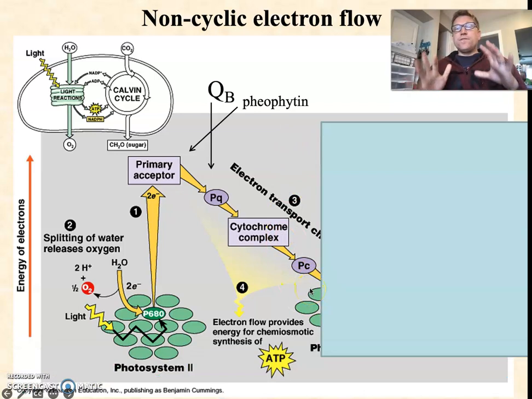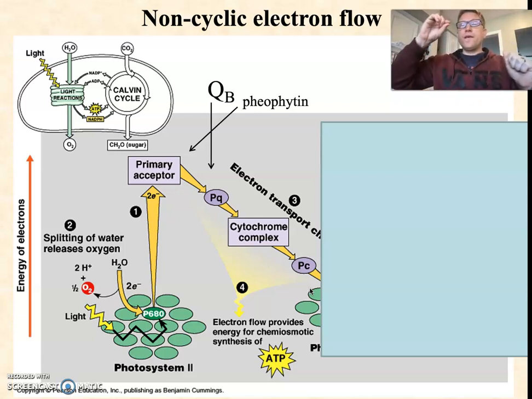Now, if you've studied cell respiration and the electron transport chain, you know that in that scenario, the electron transport chain activates proton pumps, creating a proton gradient, and then that proton gradient is tapped into to drive ATP synthesis by chemiosmosis using an ATP synthetase. Turns out the same thing happens in photosynthesis.